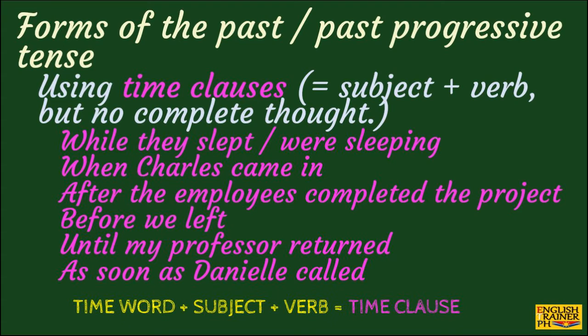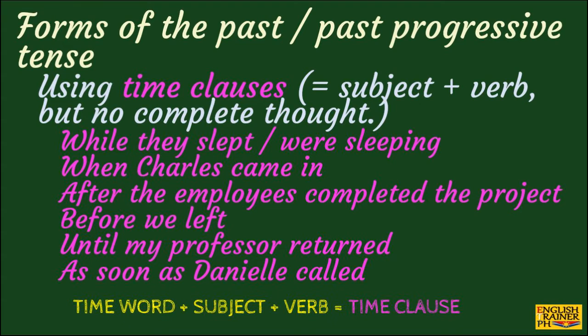For while, that will be our time word, and then we will have our subject they, and our verb, which is slept in the past tense, or were sleeping for the past progressive. So depending on whether the action happened together or not, you can use the past tense for your time clause, or if they were happening at the same time, you can use the past progressive tense, which is were sleeping.